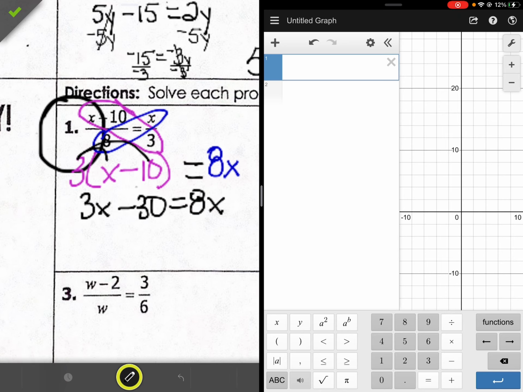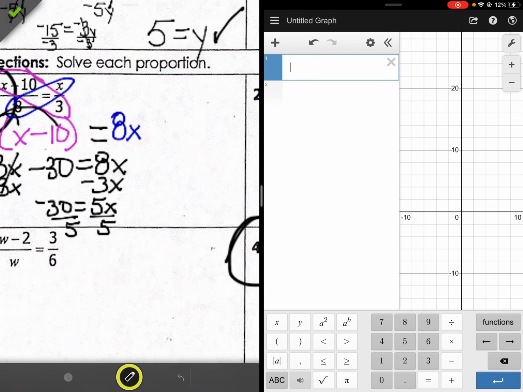Okay. I don't have any like terms I can combine, so now I need to move the variable together. I'm actually going to move the 3x because I don't want to leave a blank or empty space on the other side of my equal sign if I move the 8. Negative 30 equals 5x. And then your last step would be to divide. So x comes out to be negative 6.